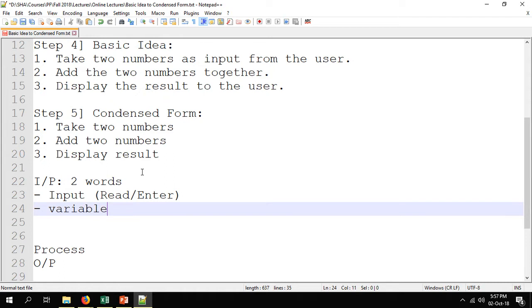The second word should be a variable. And variable we've already discussed. It's simply a box which can contain some value, which can hold some value. It's a container, a box which can hold some value for us. So the second word should be a variable. So these are the two rules.